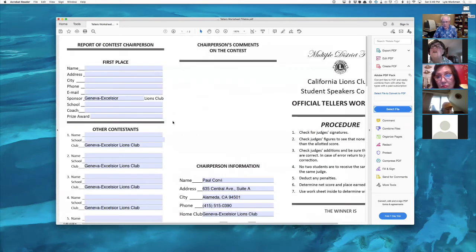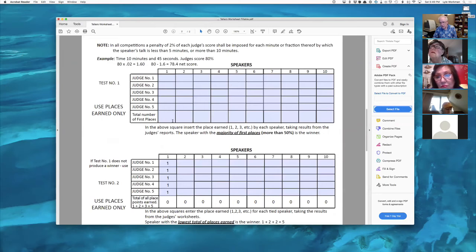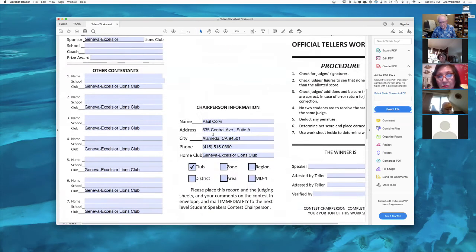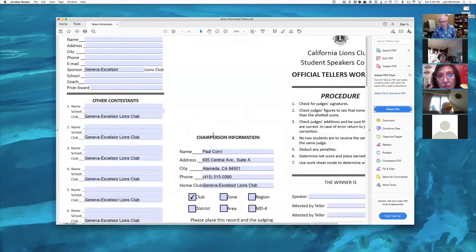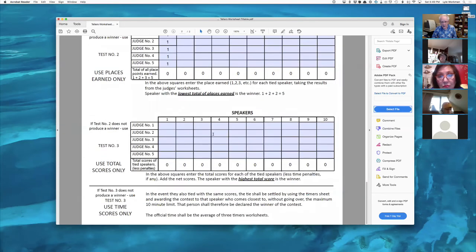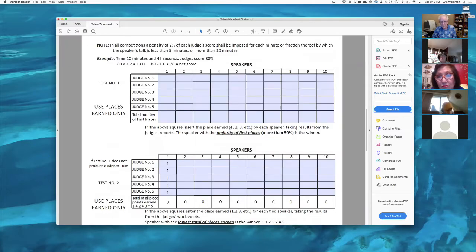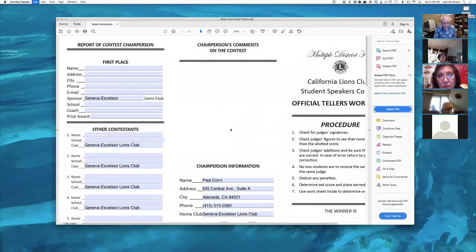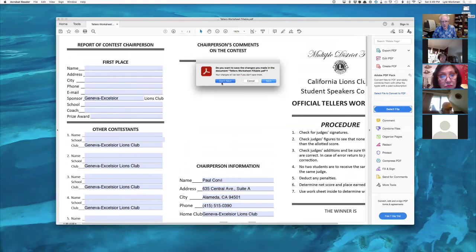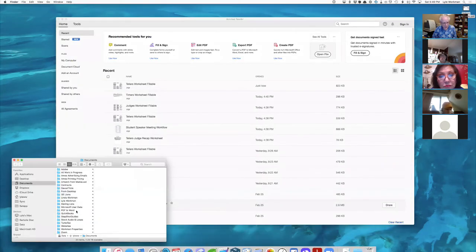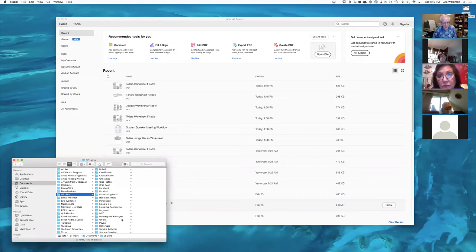So how do you fix that? The only way to fix it is to recreate the form. Once it's broken, it's broken. And I know it's kind of rotten, but that's the way it works. I'm going to go back to another one of those forms.